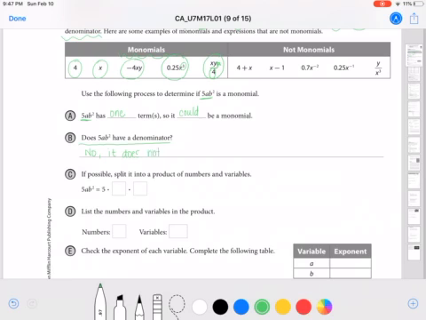Okay, if possible, split it into a product of number and variables. Well, that's something that I'll be able to do, and so I'm going to say 5 times a, and then I have b squared. Okay. So now we're going to list the numbers and variables in the product. And so the number that we have is 5. And the variables are going to be A and B.